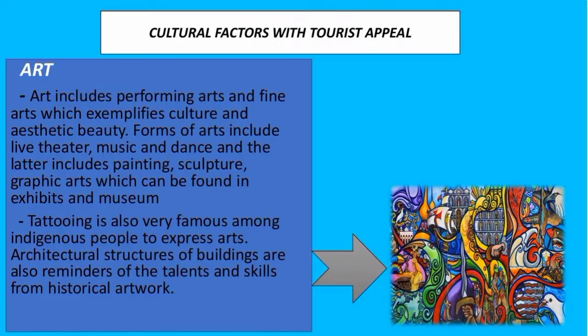First is art. Art includes performing arts and fine arts, which exemplify culture and aesthetic beauty. Forms of art include live theater, music, and dance, and the latter includes painting, sculpture, and graphic arts, which can be found in exhibits and museums. Tattooing is also very famous among indigenous people to express art. Architectural structures of buildings are also reminders of the talent and skill from historical artwork. And the image on this slide is an example of art.